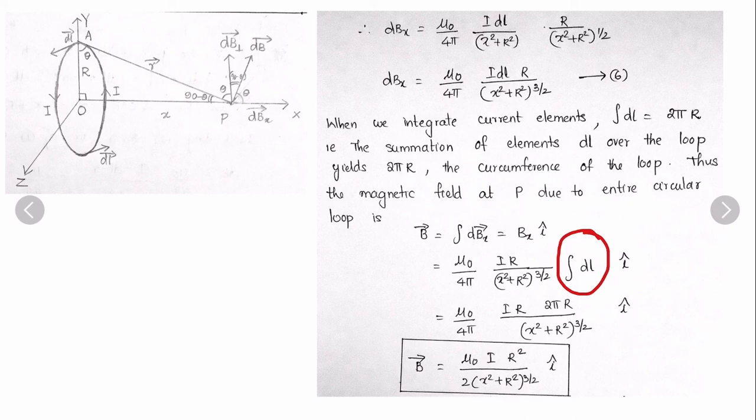Then when you integrate dl, as I have shown you, this is the full circle. Then dl is on the top here, another dl, another dl, another dl, another dl.